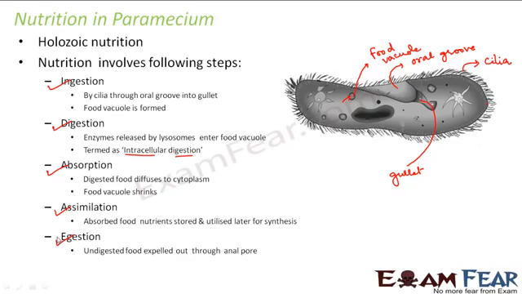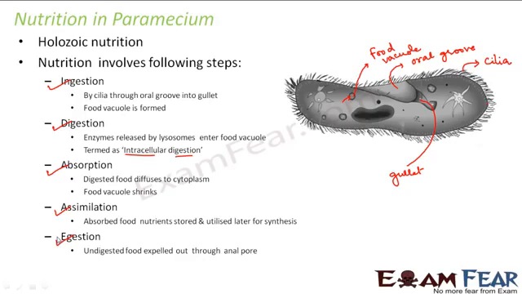So here what did we see? The shrunken vacuole and the undigested food will reach the anal pore. The anal pore will rupture and will expel them out. So now we are getting some idea on how holozoic nutrition takes place in different animals.